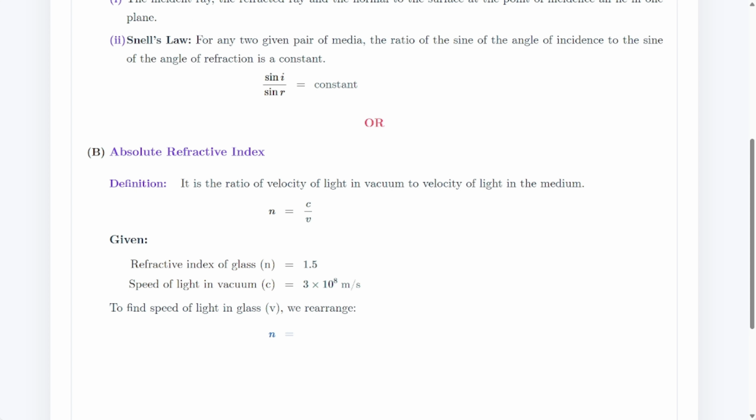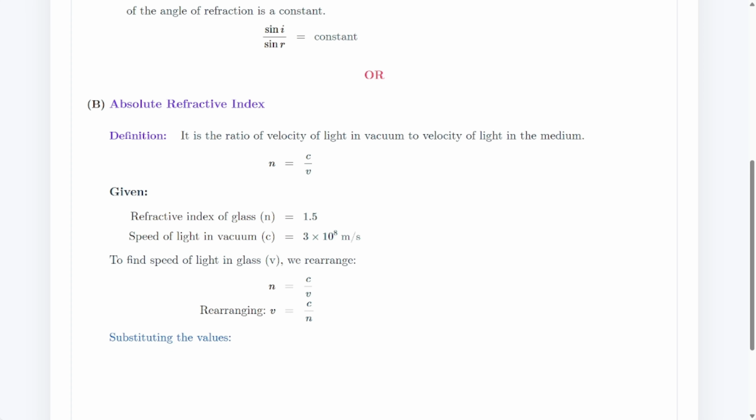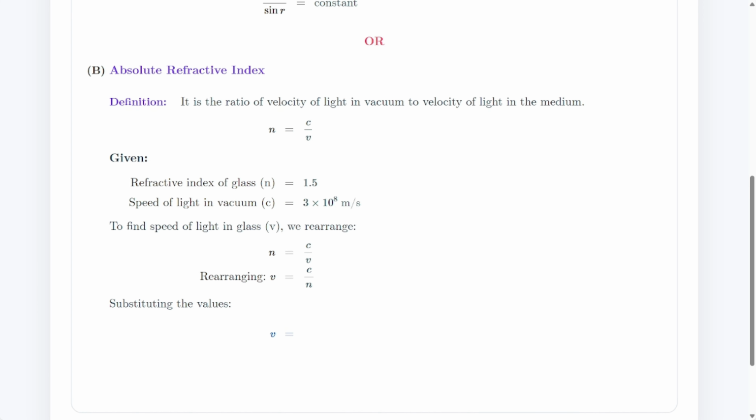From our definition, we know the formula n equals c divided by v. Since we need to find v, let's rearrange this equation. v equals c divided by n. Now, let's substitute the given values into our equation. v equals 3 × 10^8 divided by 1.5.